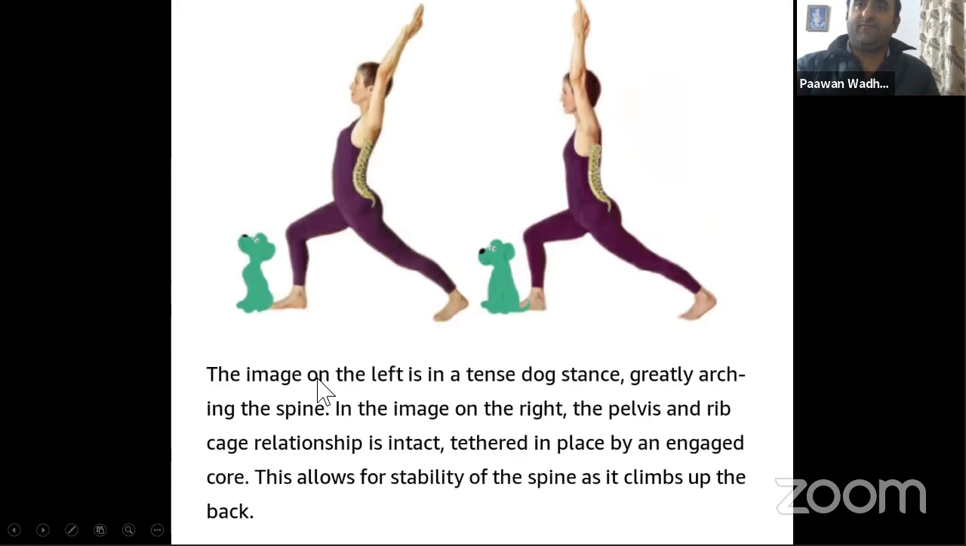The image on the left is in a tense dog stance. This is improper alignment, greatly arching the spine. In the image on the right, the pelvis and the rib cage relationship is intact, tethered in place by an engaged core. This allows for stability of the spine as it climbs up the back. Look at it.